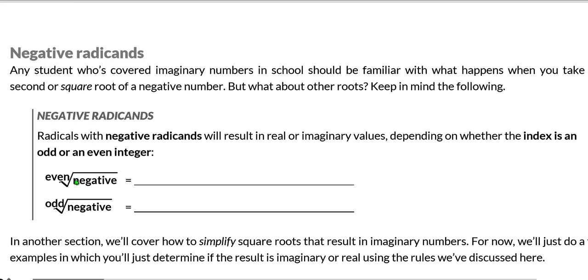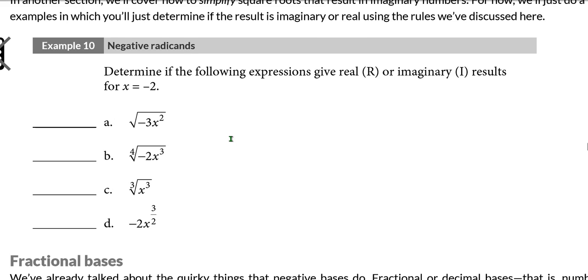If we have a negative radicand and an even index, then we are going to have an imaginary result. If we have a negative radicand and an odd index, we are going to have a real result. We will talk about complex numbers in a lot of detail in the complex numbers section of the manual. For right now, we're just going to do a couple of quick examples so that we can see how we determine whether we get a real or imaginary result.